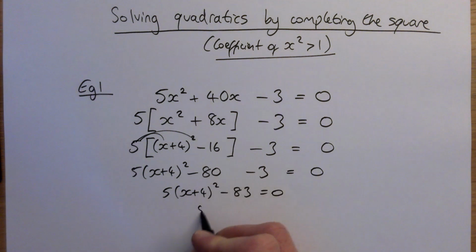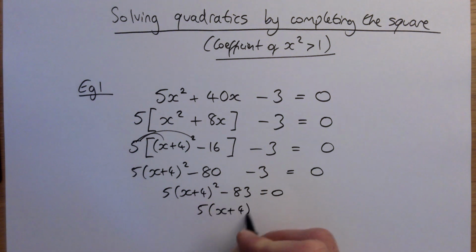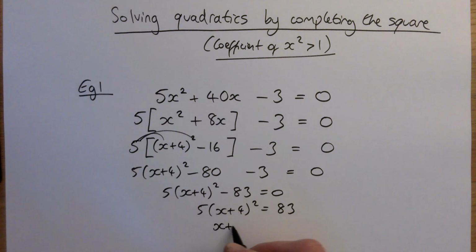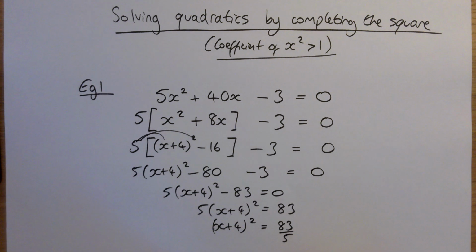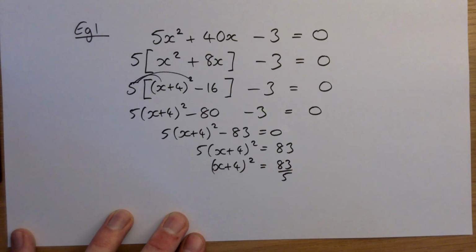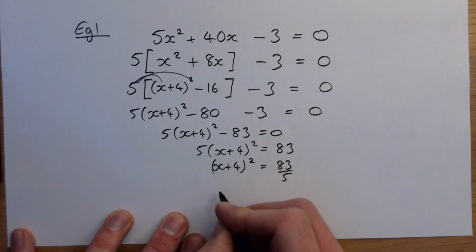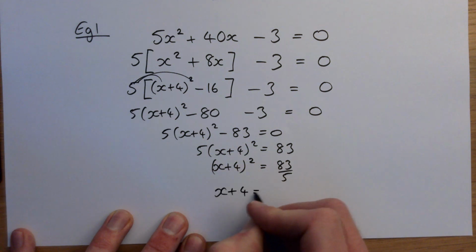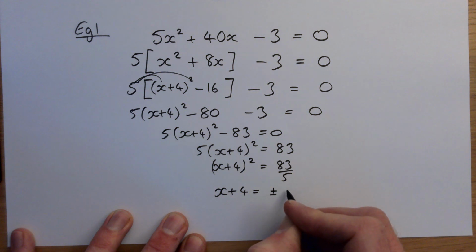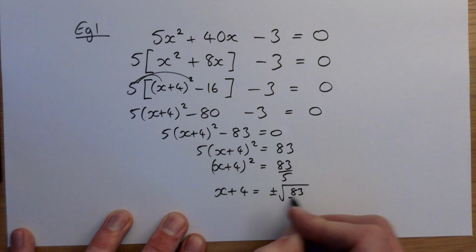Add 83 to both sides. You get that. Divide both sides by 5. We get x plus 4 squared is equal to 83 over 5, leaving it as a fraction. And then if I just move that down a bit, so if I square root, the key here is to remember that when you square root, you get a positive answer and a negative answer. So it's going to be plus or minus the square root of 83 over 5.